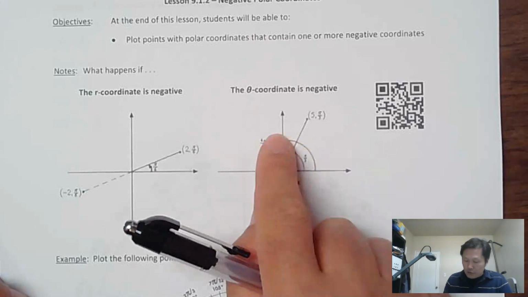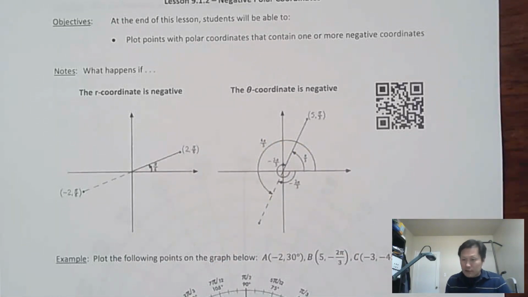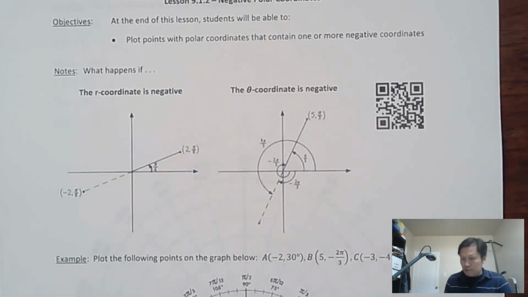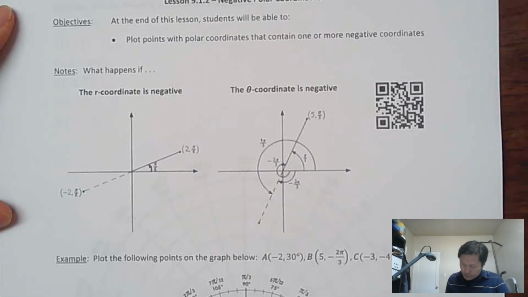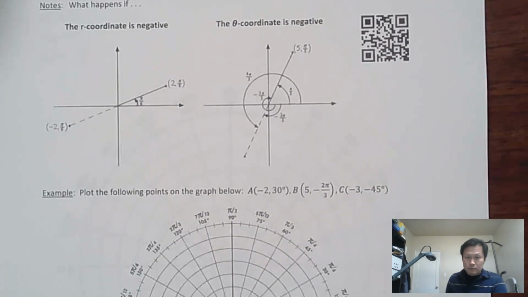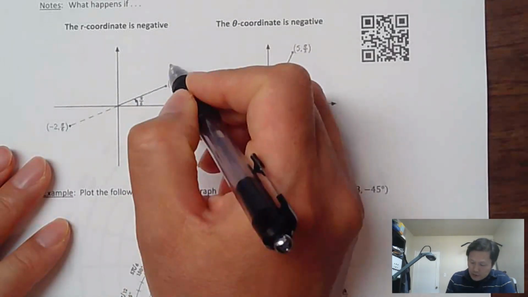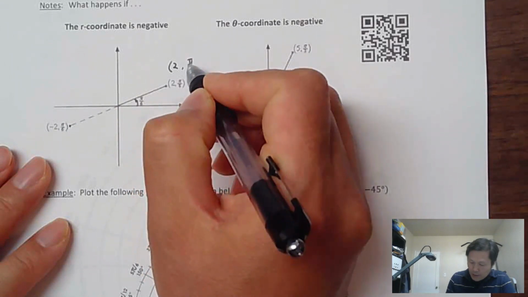Positive angle, you go counterclockwise. What if the radius is negative? If the radius is negative, you proceed in the very opposite direction by the absolute value of the radius. So here will be an example. This one is labeled as (2, pi over 6).